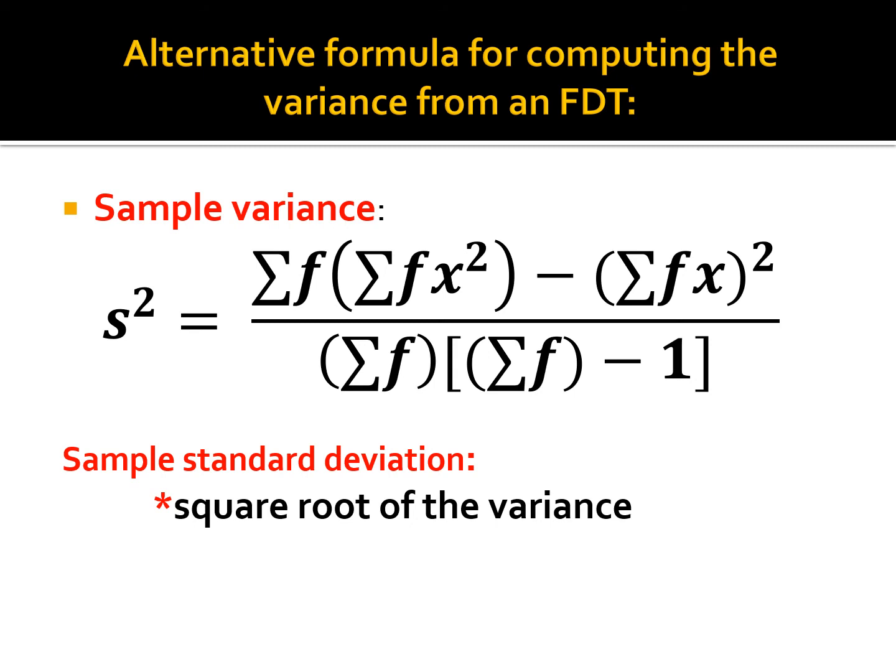There is an alternative formula for computing the variance from a frequency table. So for the sample variance, we have the following formula. And the sample standard deviation is just the square root of the variance. So later on, we'll be using this one. In using the alternative formula, we are going to construct a table as well, but with fewer columns.